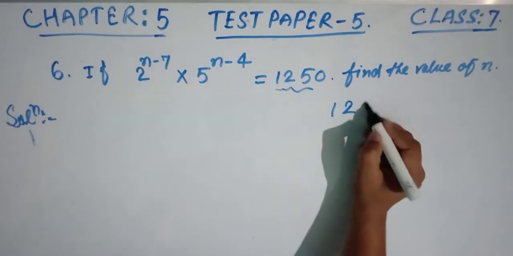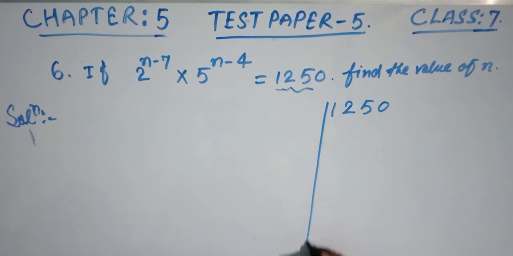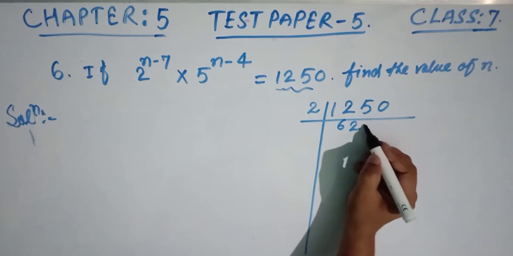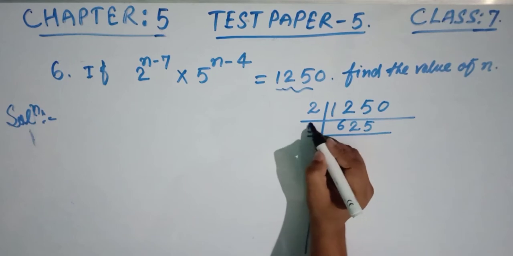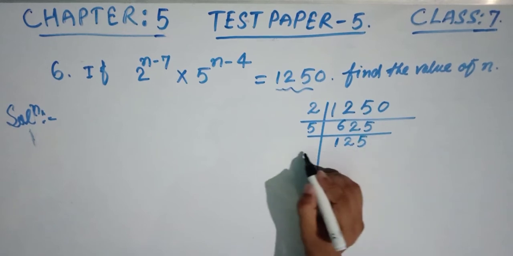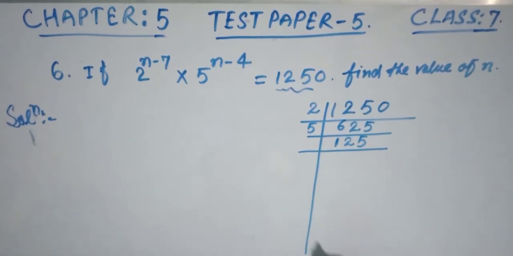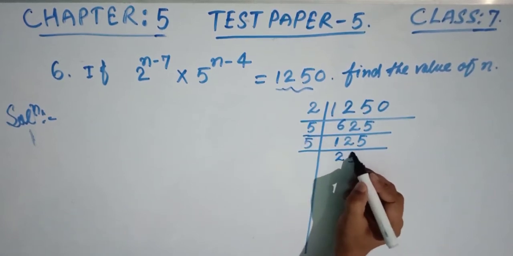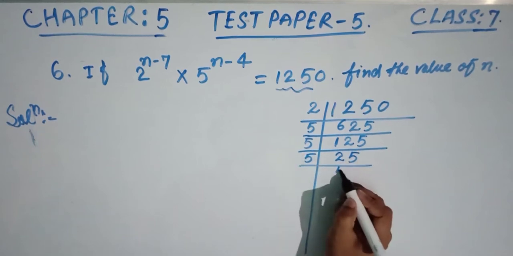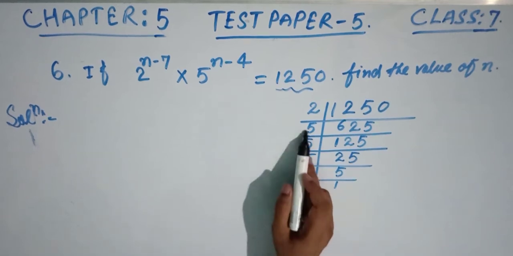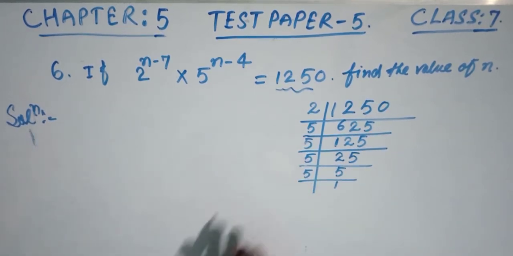Now see the factorization method, break it down. This is 2 times 2 is 4, 2 times 5 is 10. 5 times friends, 5 times 1 is 5, 5 times 2 is 10, and 5 times 5 is 25. So once again, this is 5, 5 times 2 is 10, 5 times 5 is 25. So 5 times 5 is 25, and 5 times 1 is 5. So this is 5, 5, 5, 5. How many times friends? 4 times 5, and there is the 2.